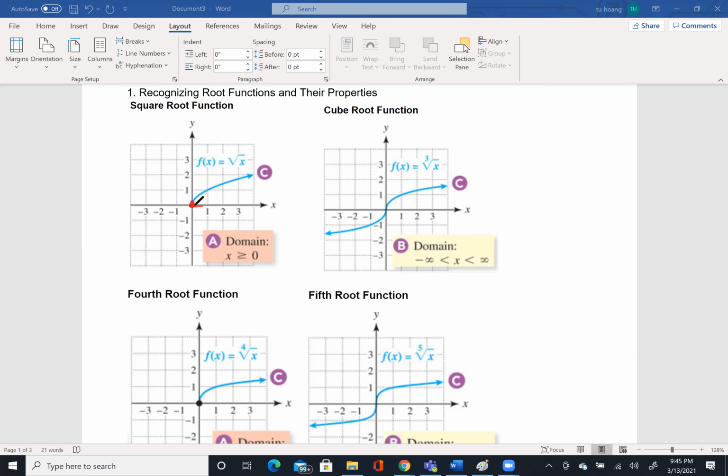start from 0 over here. And it should keep going to positive infinity later, right? You can see that.